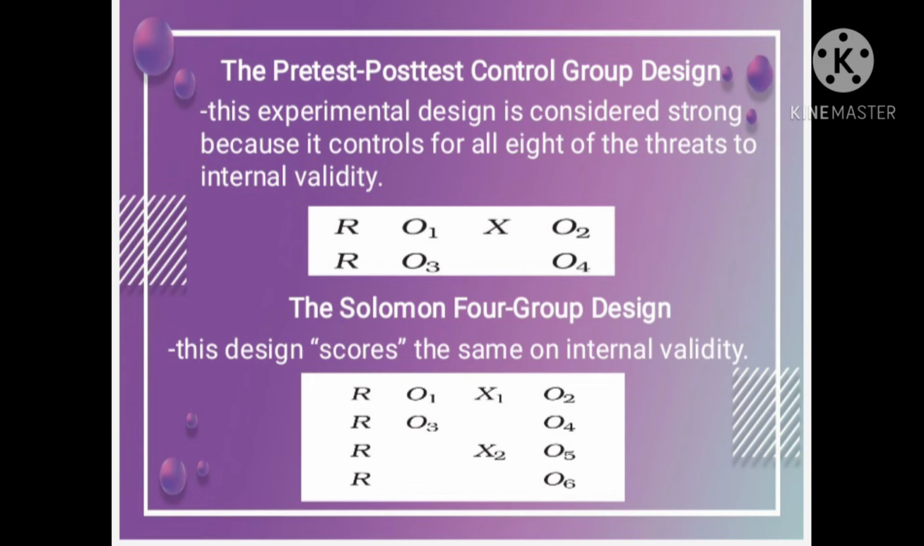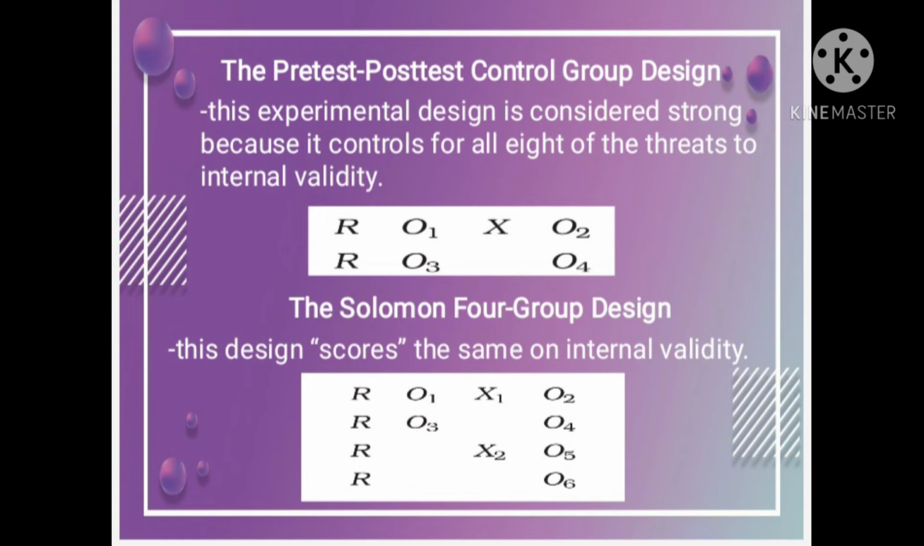This experimental design is considered strong because it controls for all 8 of the threats to internal validity. So we have here the diagram for this design. In this illustration, the X symbolizes the experimental treatment or independent variable or cause, and the O represents the process of observation or measurement of the dependent variable. The R indicates that the subjects in the group are randomly assigned.